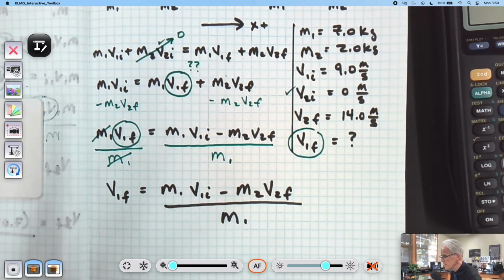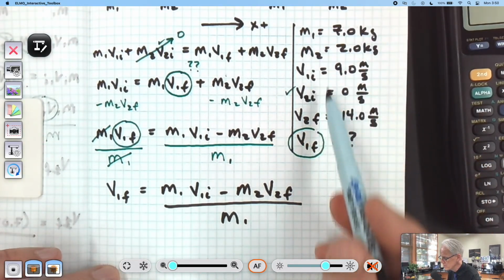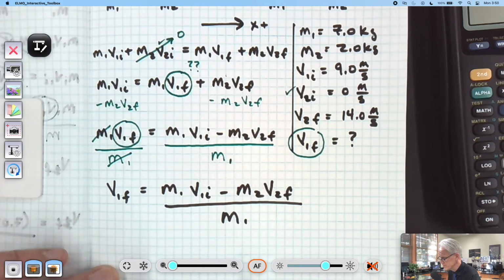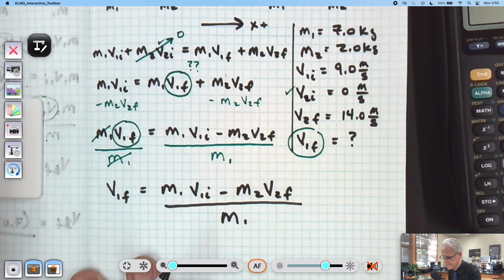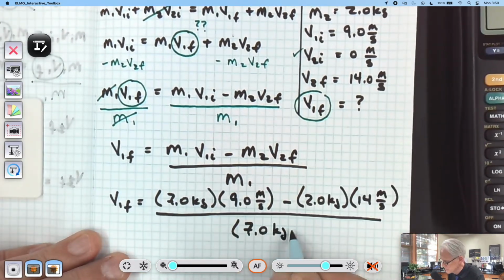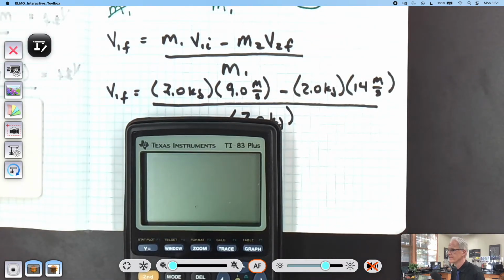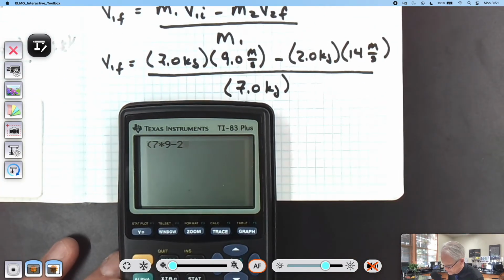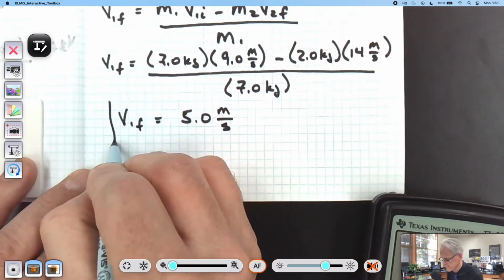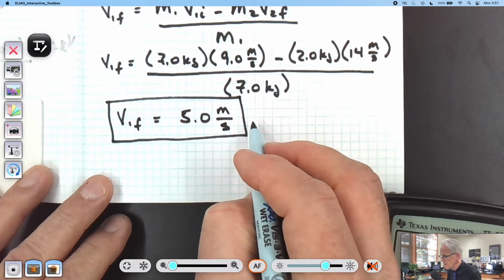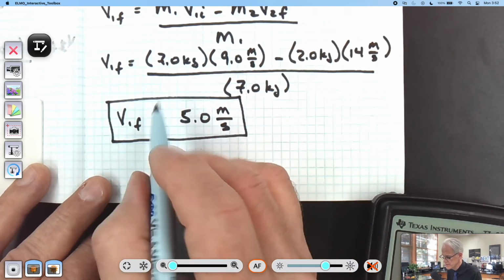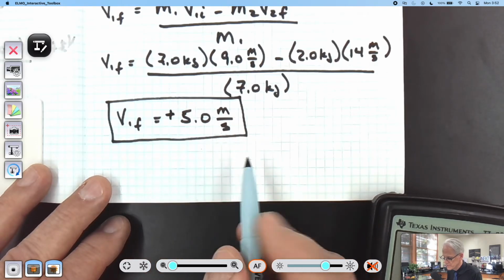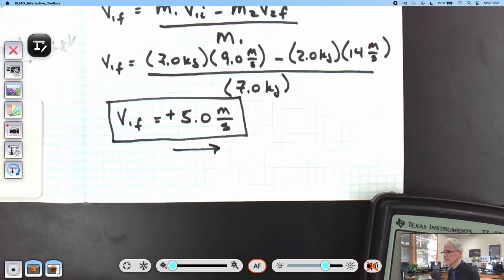Now we're ready to go. All we have to do is do the plug and chug here, put all of these quantities in their correct places, fire up our calculator, and get our answer. All right, so our bowling ball was then going 5 meters per second. This came out positive, so it's definitely going to the right.